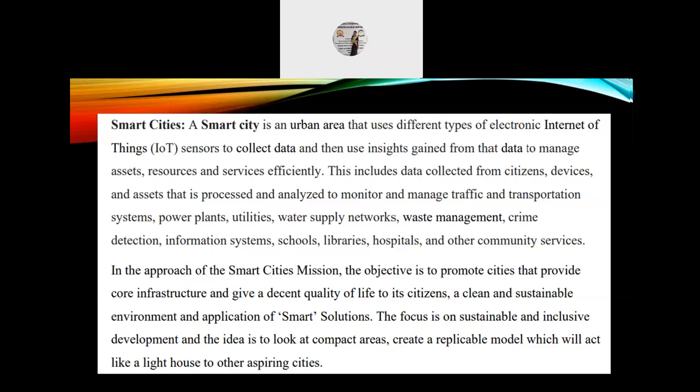In the approach of the Smart Cities mission, the objective is to promote cities that provide core infrastructure and give a decent quality of life to its citizens, a clean and sustainable environment, and application of smart solutions. The focus is on sustainable and inclusive development, and the idea is to look at compact areas and create a replicable model which will act like a lighthouse to other aspiring cities.